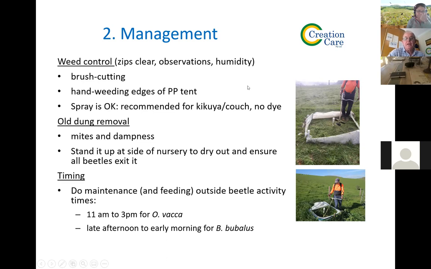Also, if that's an enclosed enclosure with lots of vegetation there, your humidity builds up and you tend to get a little bit of fungal growth, which is not ideal, not detrimental to the beetles, but it's not ideal. So we like to keep the grass growth or pasture growth down. We do it with brush cutting. Obviously, with the tents here, we don't brush cut close to the edge. We hand weed the edge of those.